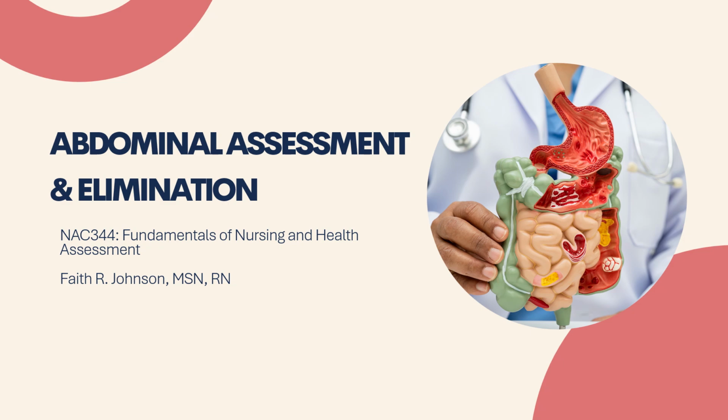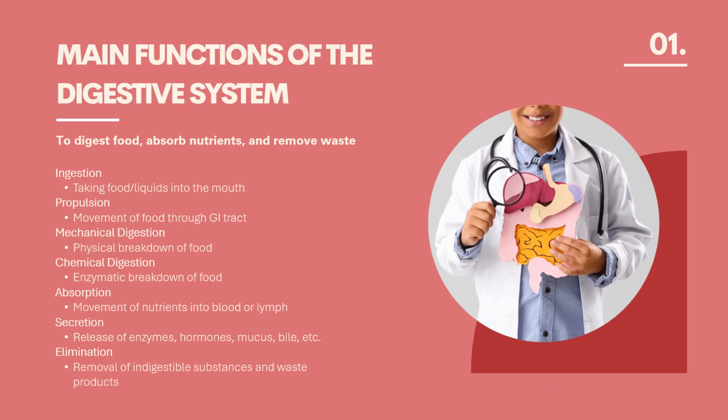Let's further look into the abdominal assessment and the concept of elimination. So this slide is just simply a recap from your A&P courses that you took as your prereqs. So what are those main functions of the digestive system? So essentially it's to digest that food that we intake, absorb the nutrients from the food, and then remove any waste. So these are just some terms that you guys should know in regards to the digestive system.